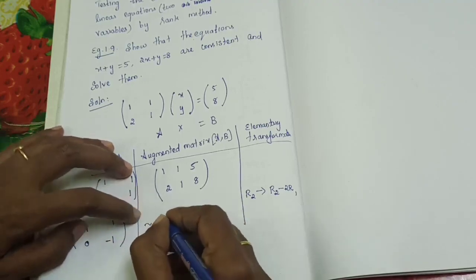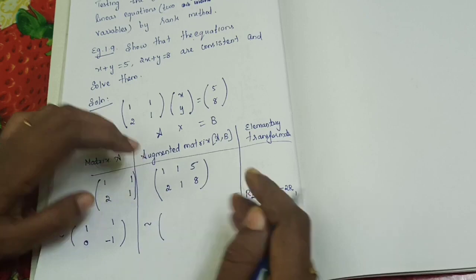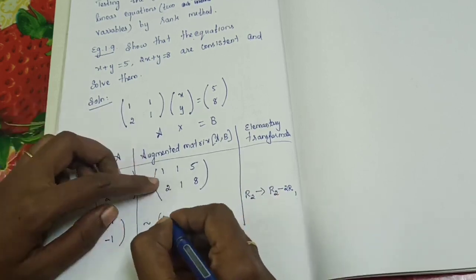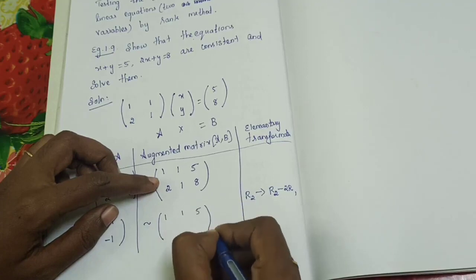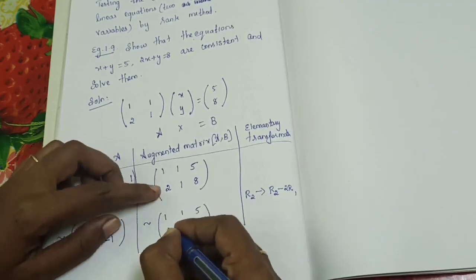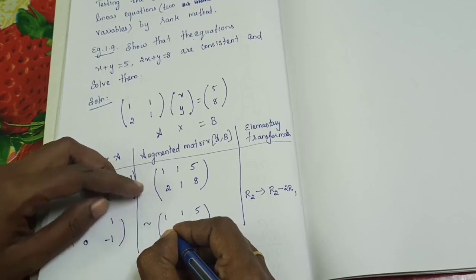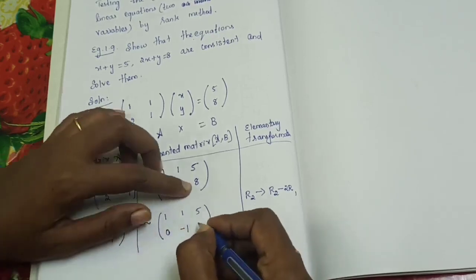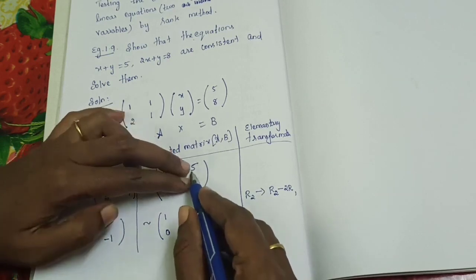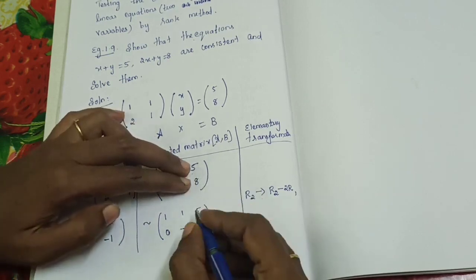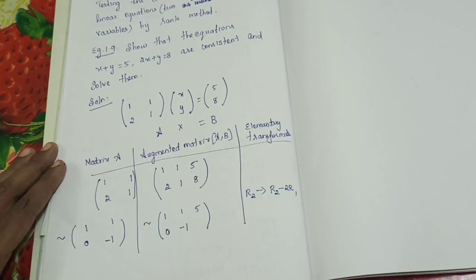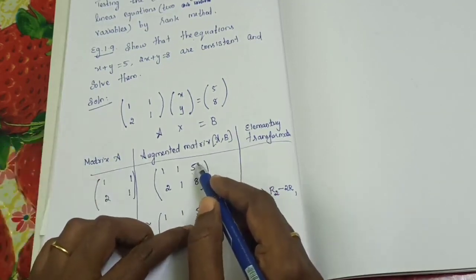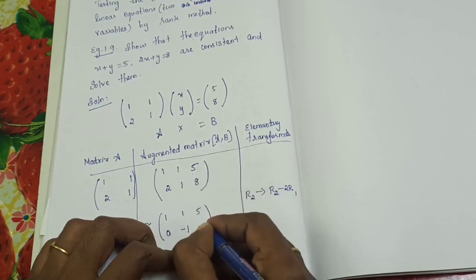Then here also, for this also we want to apply the same. Okay. So what will happen? 1, 1, 5, this is the same. Then below, R2 minus, that is 2 minus 2, that is 0. This value you will get the same. Then this alone will change. So 8 minus 2 into 5. This is right. So 8 minus 10 means minus 2.